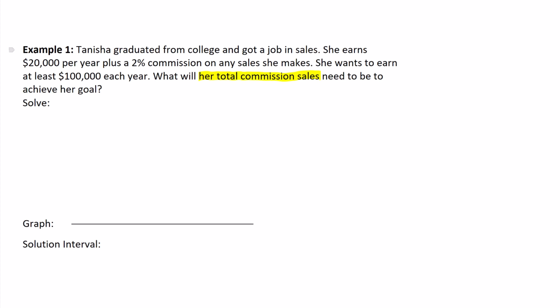We can set this up as an inequality by stating her mathematical situation. We know she makes $20,000 without selling anything. But we also know that she will get a 2% commission, which is 0.02, times whatever her sales value is. So we'll make that x. Her commission sales are x. We want that to be at least 100,000, so we want it to be greater than or equal to 100,000.